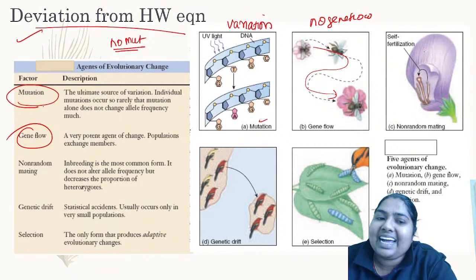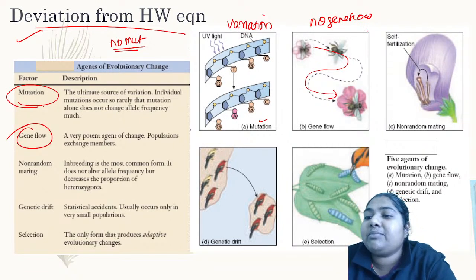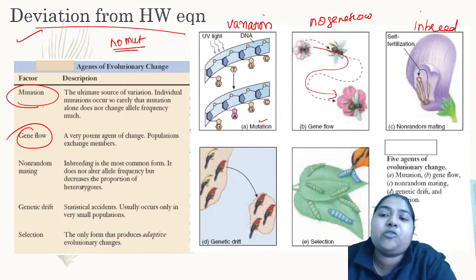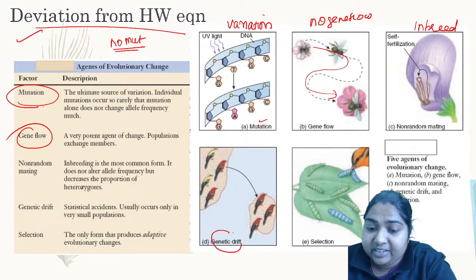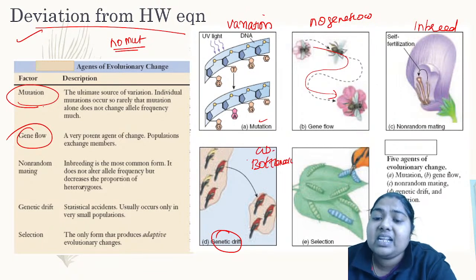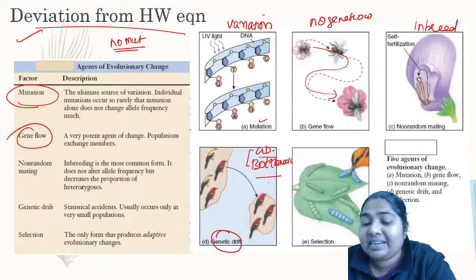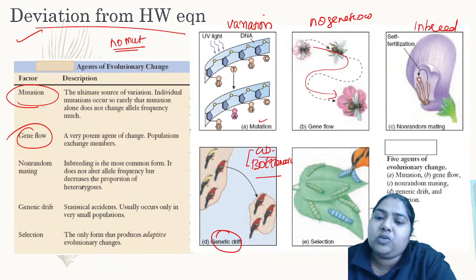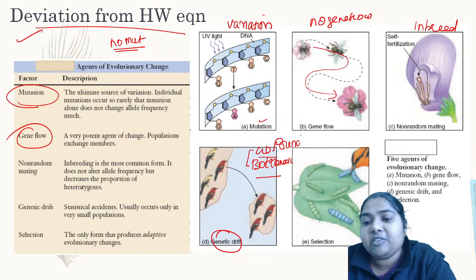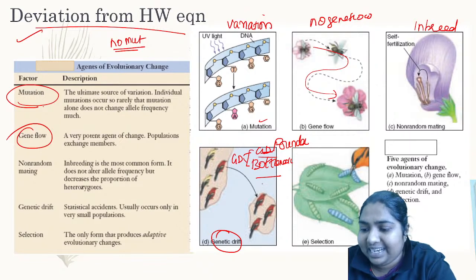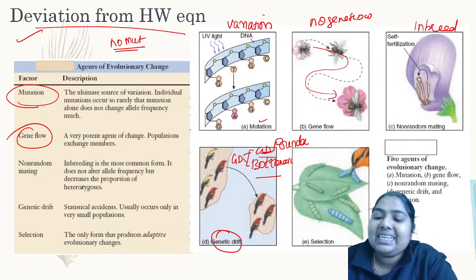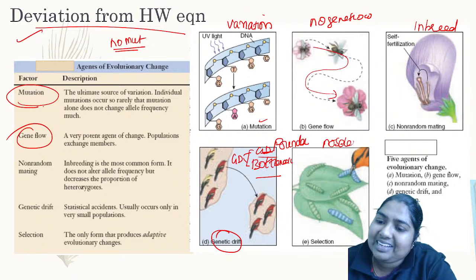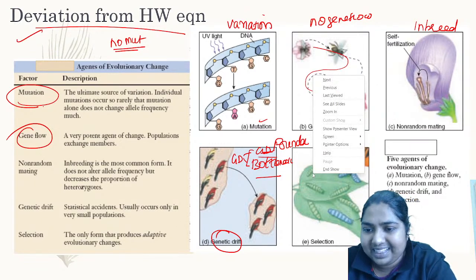Next, there should not be any kind of non-random mating. Non-random mating is inbreeding, like self-fertilization. Absolutely, you don't want it for Hardy-Weinberg equilibrium. Next is genetic drift. Genetic drift includes the bottleneck as well as genetic drift, and these two are very important components. They should not take place. Your founder effect as well as your bottleneck effect should not take place. If they take place, there is no Hardy-Weinberg equilibrium. The next one is selection. For Hardy-Weinberg, there is no selection. If it is not there, then you can go up with the selection.